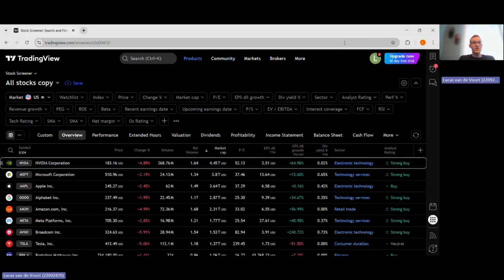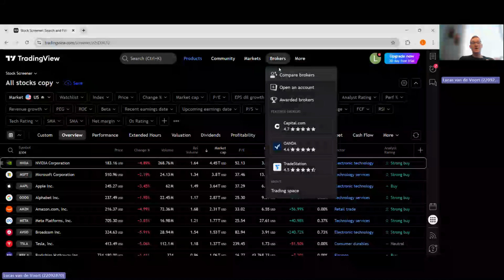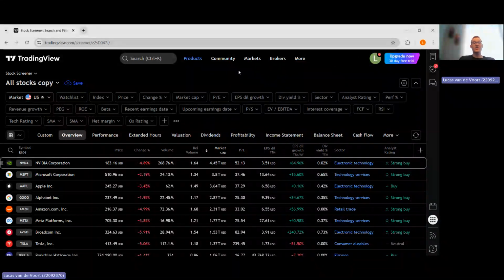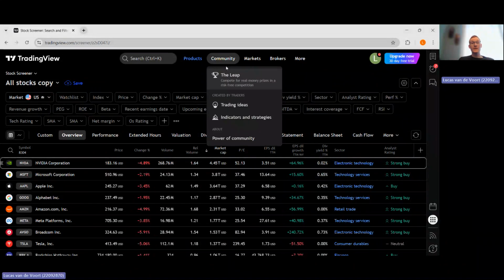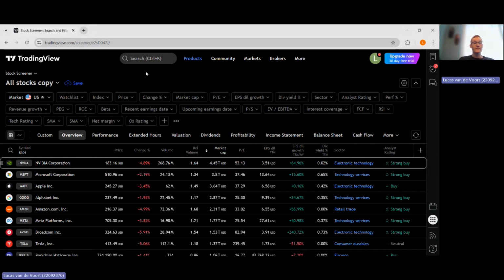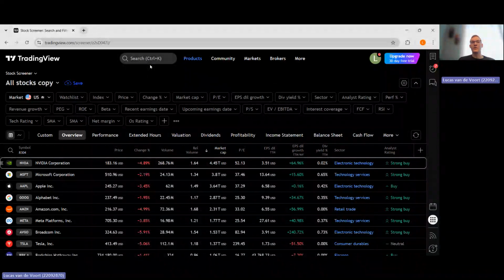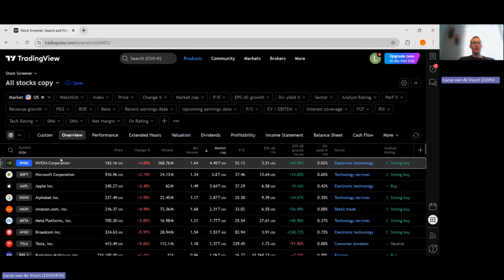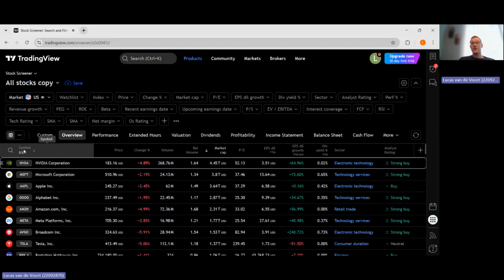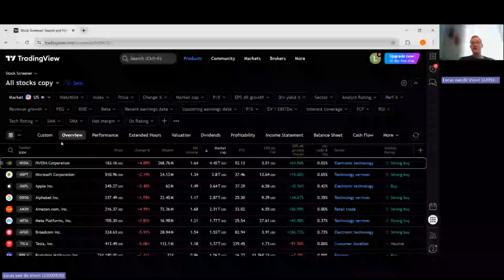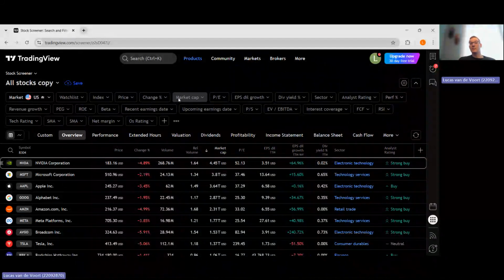The first thing I want to show you in TradingView is what's called a stock screener. This is essentially a list of all publicly traded companies, in this case in the US, and you can filter them on different variables. So this is a list of all the 8,304 companies that are publicly traded in the US, and you can filter on many different things.